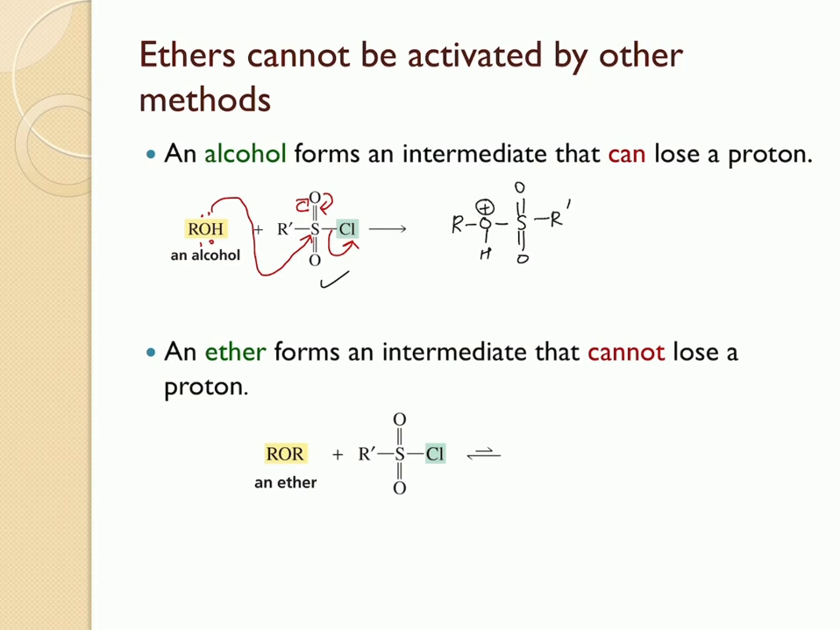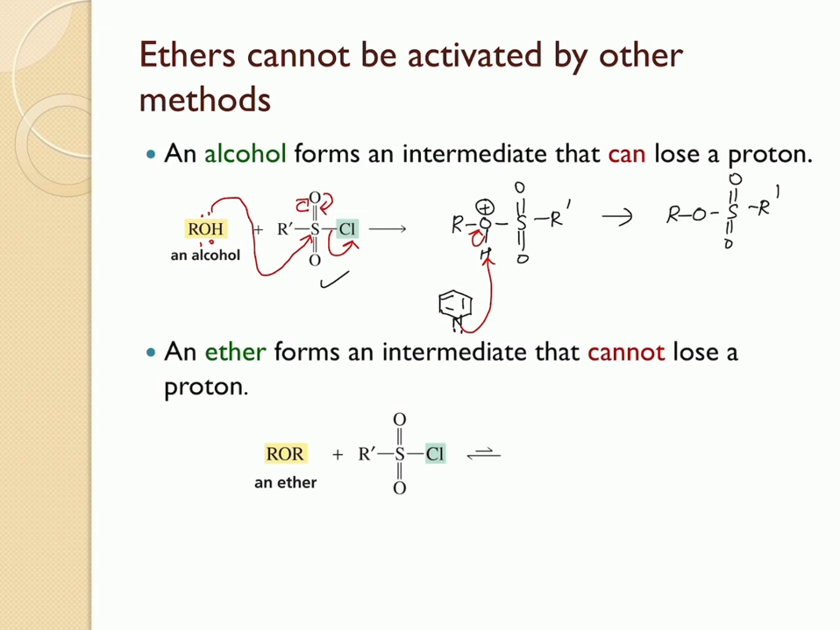In the next step, pyridine is going to act as a scavenger. Draw the structure for pyridine. So pyridine is going to act as a scavenger, abstracting this hydrogen, and those electrons are going to go back to oxygen, right? Now you have an activated alcohol. This is one way to activate an alcohol, right?